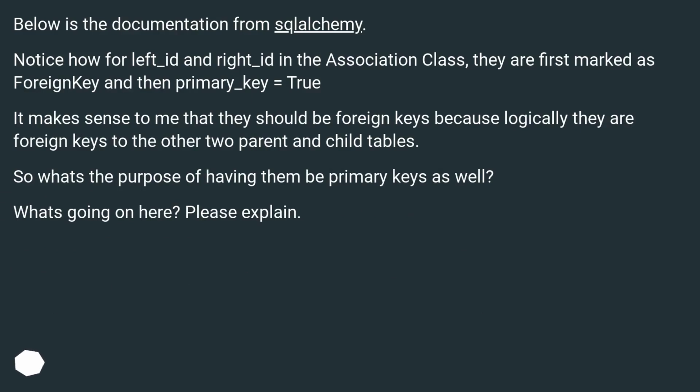Notice how for left_id and right_id in the association class, they are first marked as foreign key and then primary_key equals true. It makes sense to me that they should be foreign keys because logically they are foreign keys to the other two parent and child tables. So what's the purpose of having them be primary keys as well? What's going on here? Please explain.